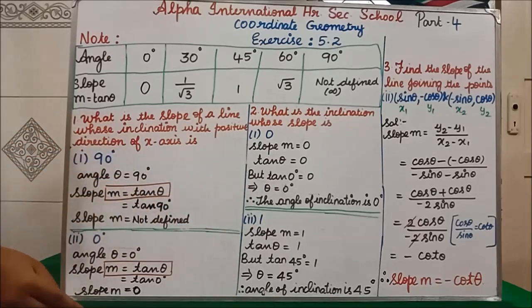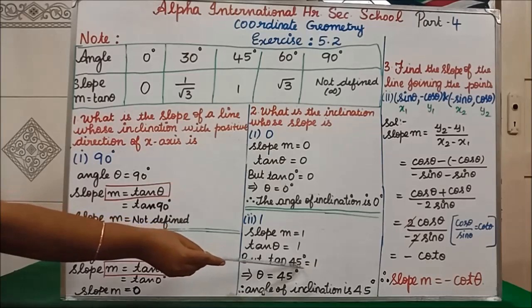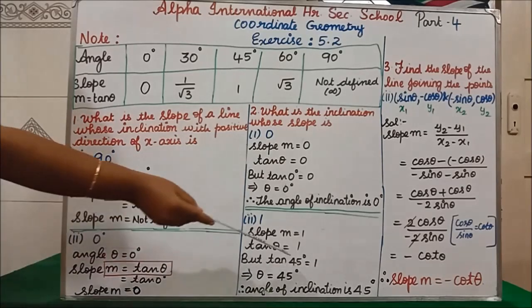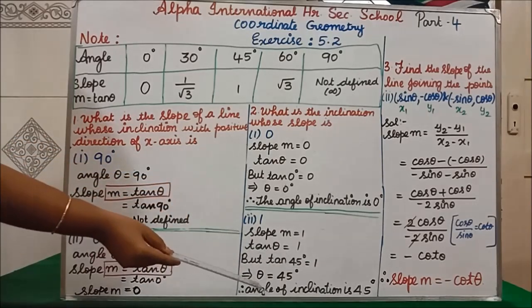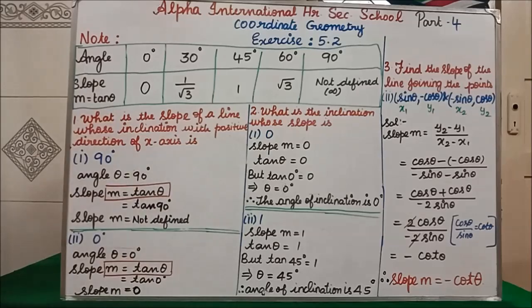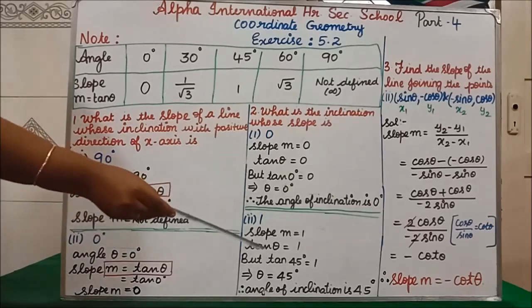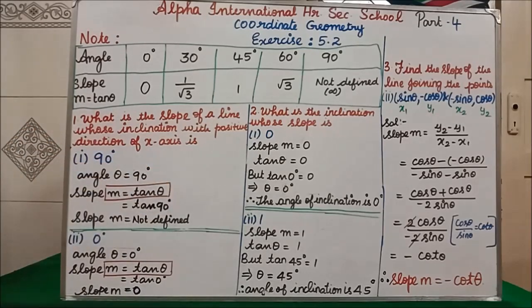So in the place of theta, I am having 45 degree, which implies theta equals 45 degree. Therefore, the angle of inclination is 45 degree. Theta means angle of inclination. We saw this at the start of part 4. Clear, students? The first question and second question are very simple and easy questions.